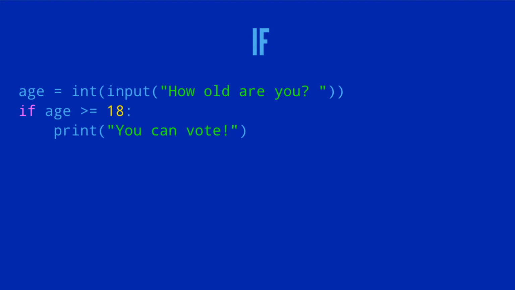And then we started looking at our conditional statements. So we had if first, so age equals int input, how old are you? And we've again used an int here because we're going to do some maths with it. So we're going to say if the age is greater or equal to 18, print you can vote. So if I input my age as 16, would it print you can vote, yes or no?